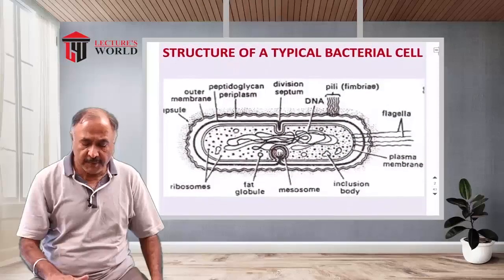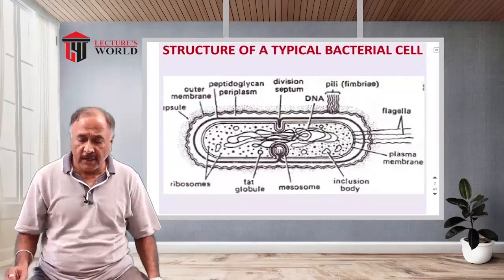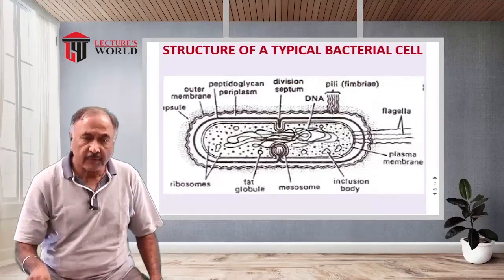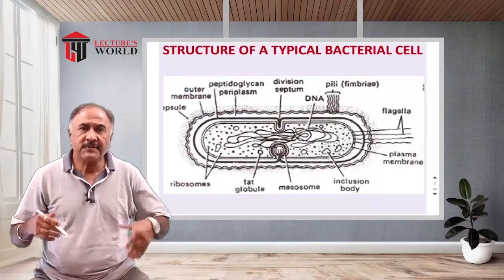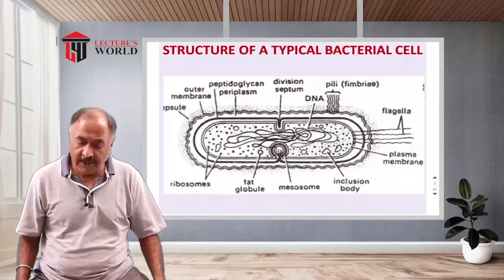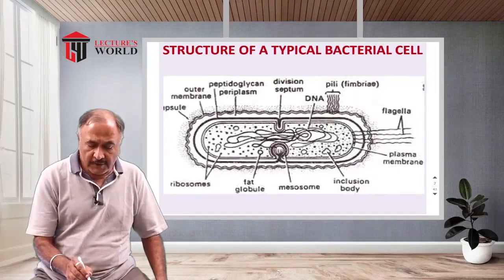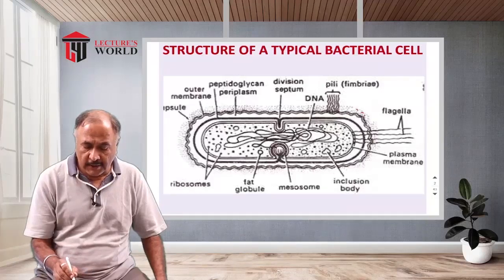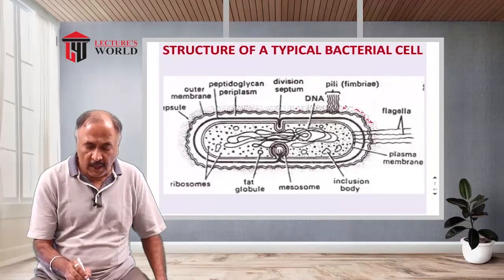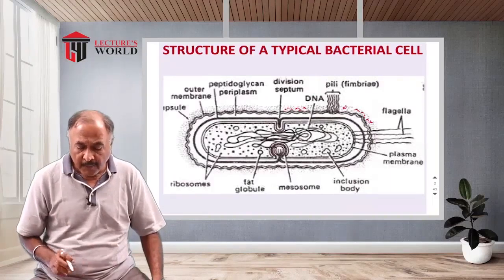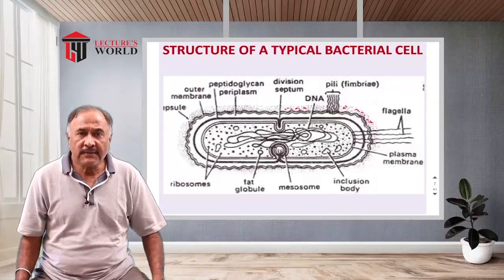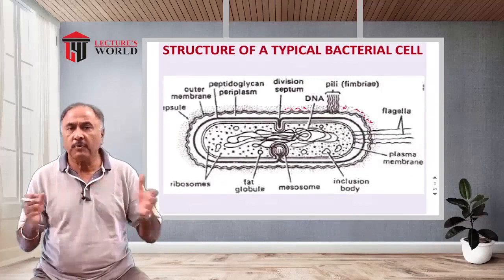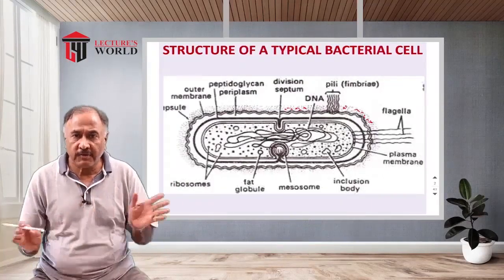This is the structure of a typical bacterial cell as shown in this diagram. If we discuss the major components of a bacterial cell, we will start from the outermost layer. The outermost layer, shown in this diagram as dotted structures at the outermost part of the cell, is the capsule. This layer is just outermost, and be careful, it is not present in each and every cell.